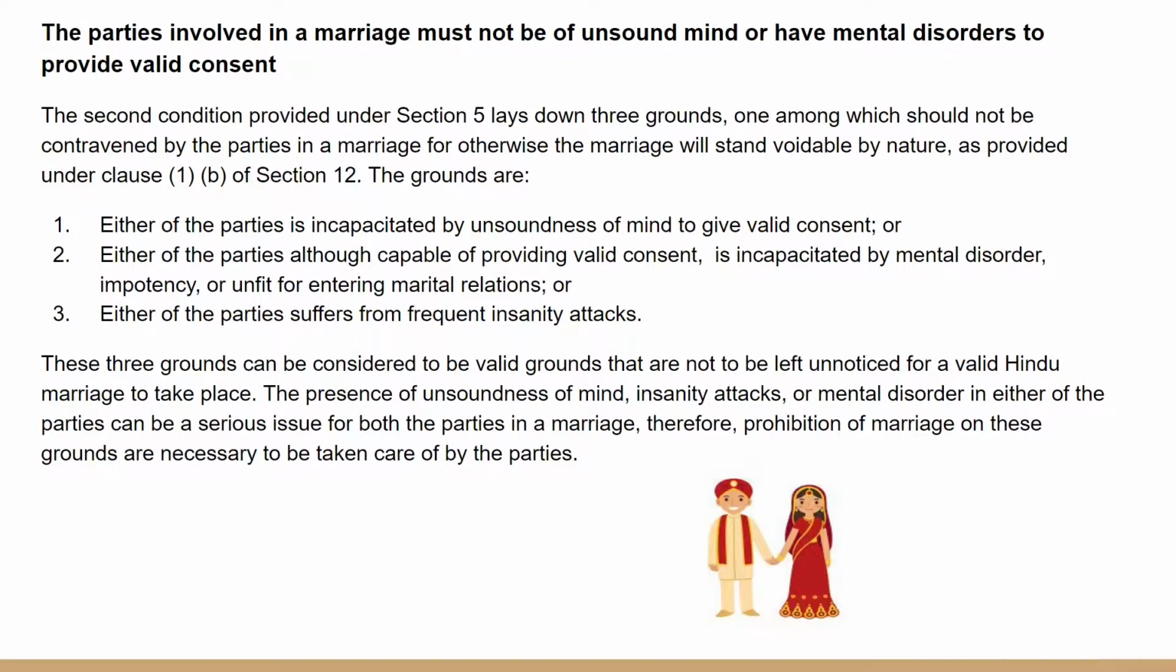The parties involved in a marriage must not be of unsound mind or have mental disorders, so as to provide valid consent. The second condition provided under Section 5 lays down 3 grounds, one among which should not be contravened by the parties in a marriage, for otherwise the marriage will stand voidable by nature, as provided under Clause 1(b) of Section 12. The grounds are: 1.